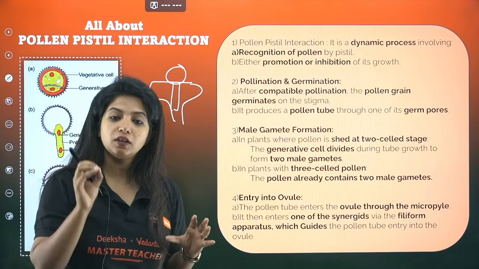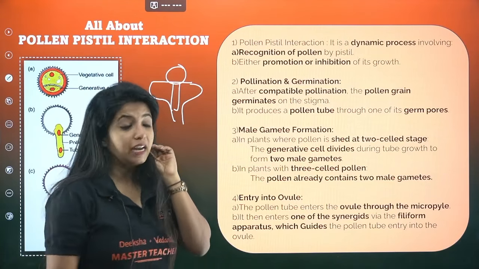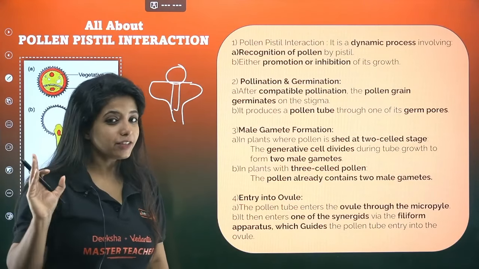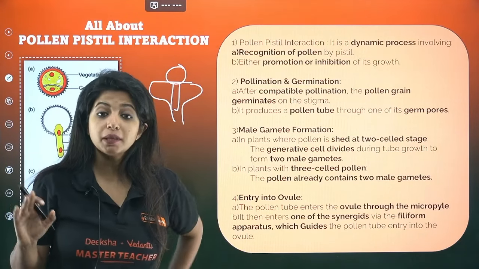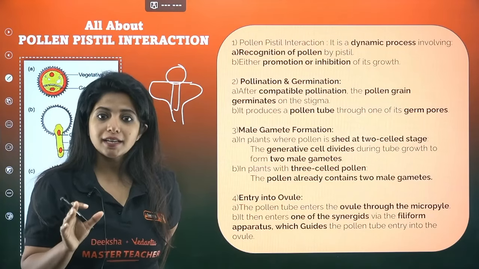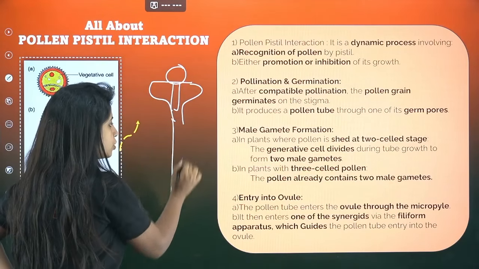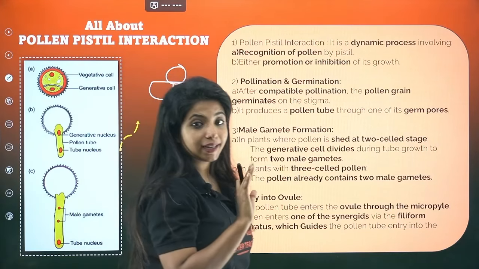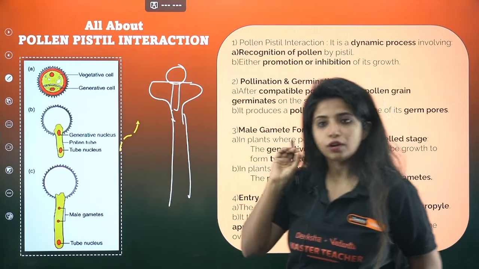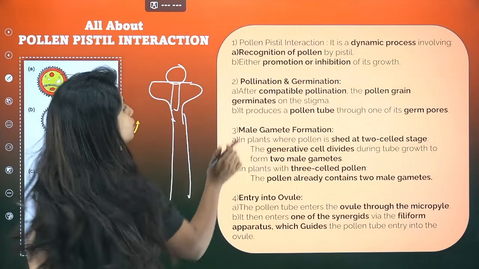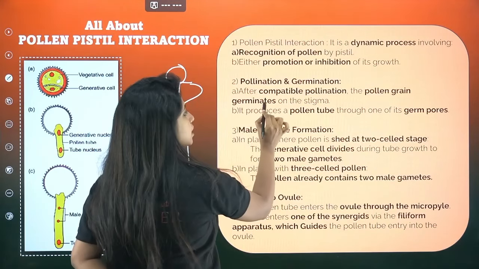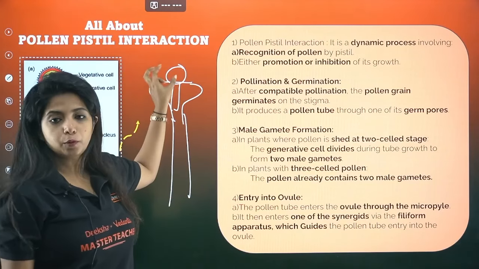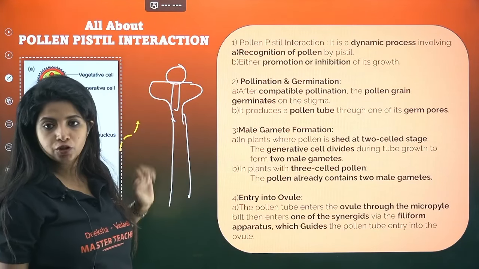If the pollen grains are compatible, now it will form the pollen tube. And always remember, pollen tube formation does not mean that fertilization will occur. There are some plants where pollen tube formation happens, but it does not reach the ovule. So pollen tube formation does not guarantee fertilization. You need to know that as well. After compatible pollination, the pollen grain germinates on the stigma. It produces a pollen tube through one of its germ pores.